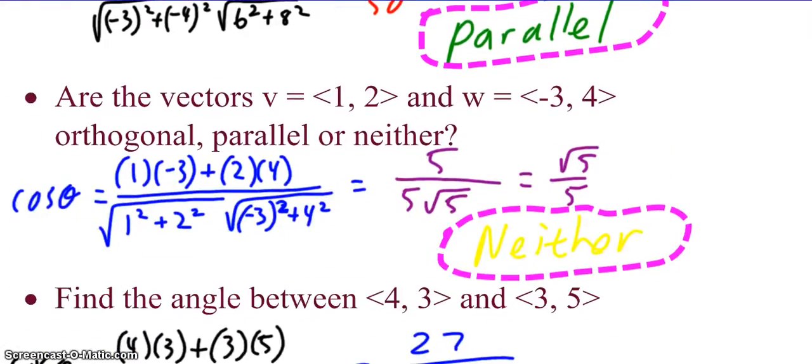The second two vectors are going to be neither. When I do the dot product, I end up with 5. When I do the product of the magnitudes, I end up with 5√5, which simplifies to √5/5. I did not necessarily need to do that to answer the question, because as soon as I get here, I can see that it's going to be neither, because it's not 1, -1, or 0. So that's going to be neither.